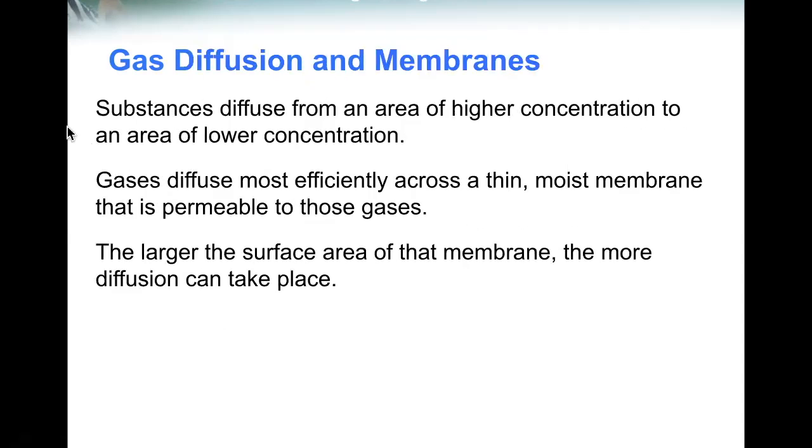Substances diffuse from an area of higher concentration to an area of lower concentration. Gases diffuse most efficiently across a thin, moist membrane that is permeable to these gases. The larger the surface area of the membrane, the more diffusion can take place.